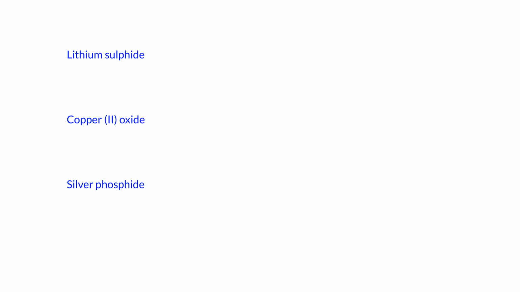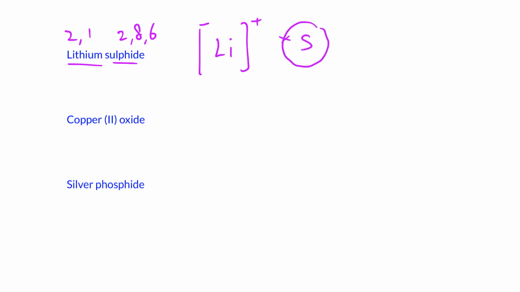And very quickly, you have some more examples. This one is 2,1. So you have lithium ion. This one is 2,8,6. So you have sulfur, with 2 electrons from lithium. And then for the rest it will be 2 minus like this. Copper 2 oxide, this is Cu2 plus, O2 minus.